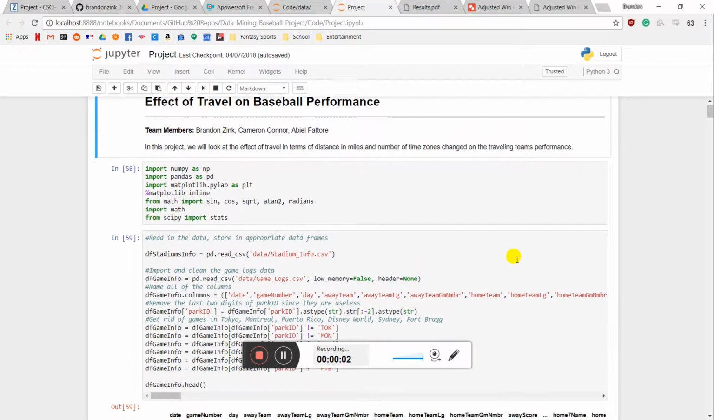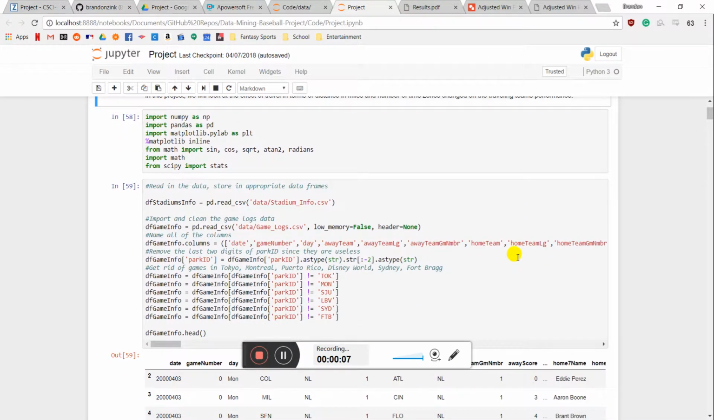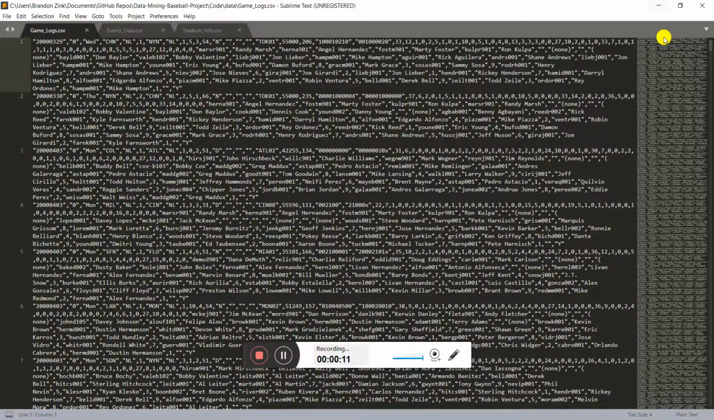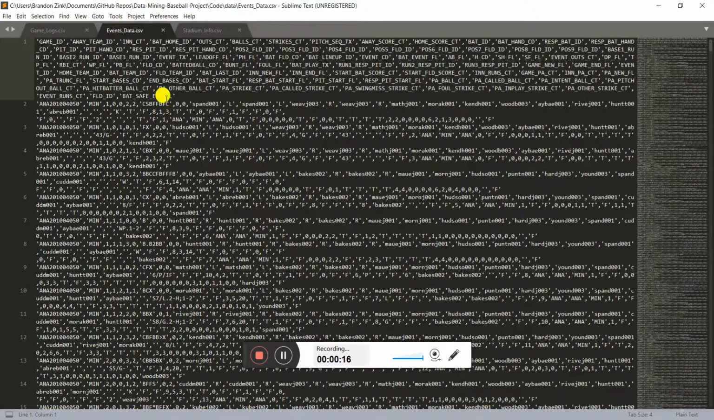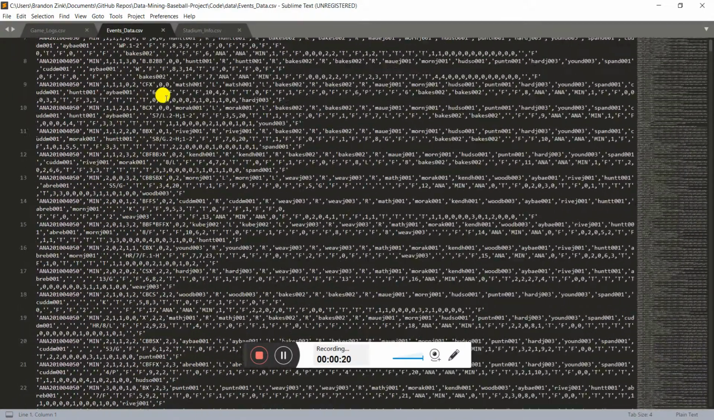Okay, so here's our project. It is the effect of travel on baseball performance. The coding was all done using a Jupyter notebook. Our original data started like this, which is the events data. So it pulls the event of every at bat since 2000.